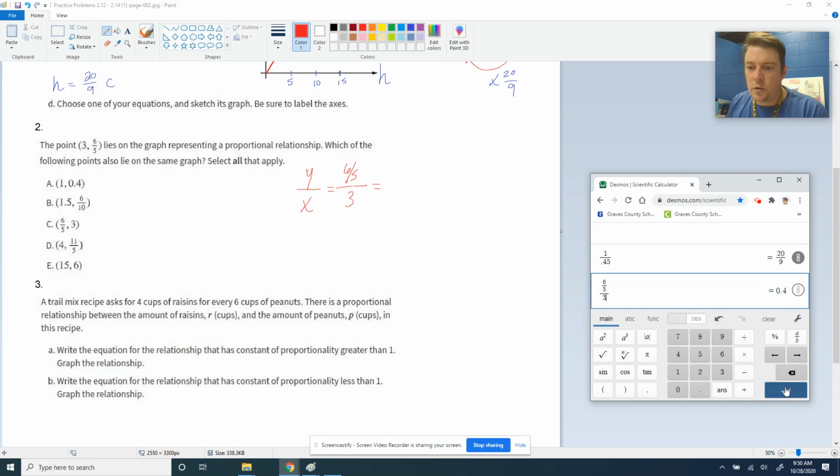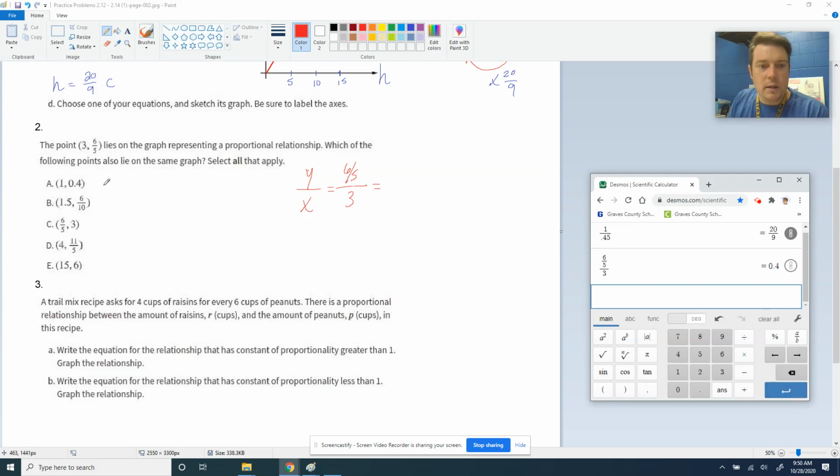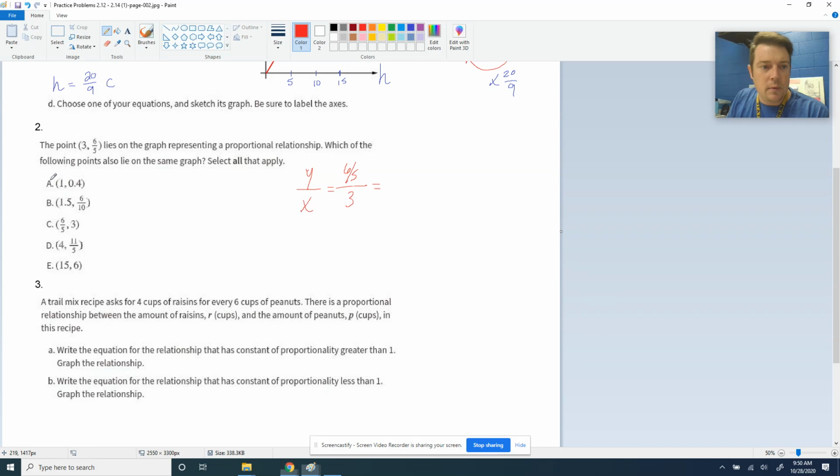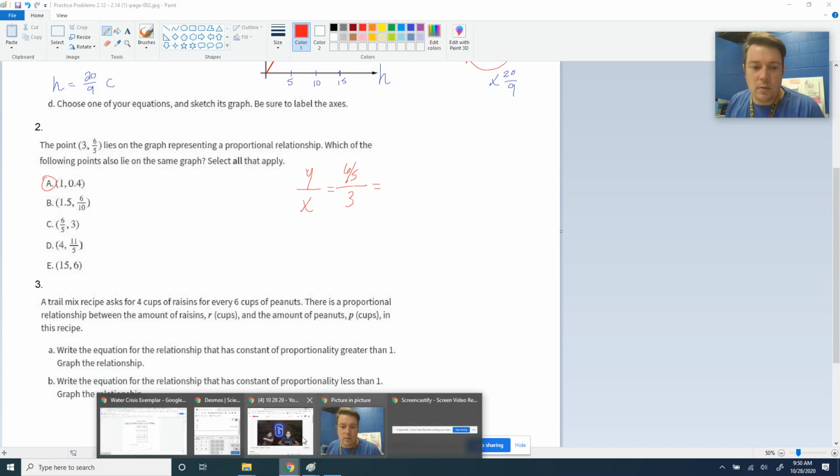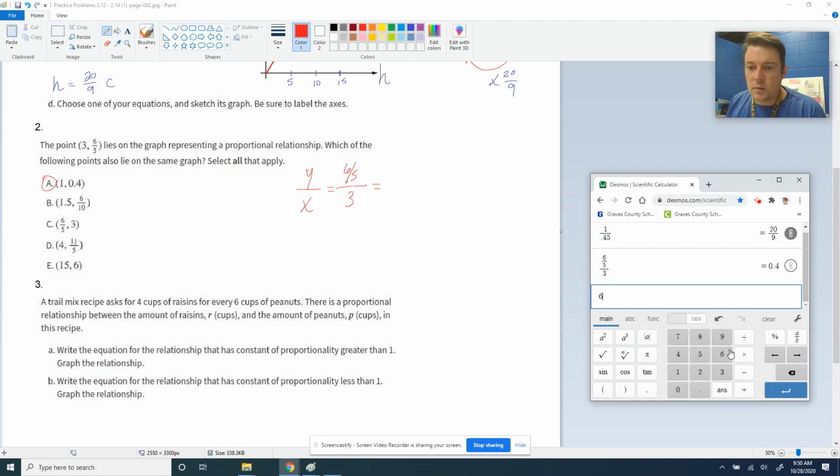I like the 4/10 here. I'll show you why. Because all of these that I can take and get 4/10 with, y divided by x, that one's going to work. 6/10 divided by 1.5, if I divide those and I get 0.4, then I know that it works. So I can do this for every one of them. I want to do 6/10, and then I'm going to divide it by 1.5. Oh, let me go back. Make sure I got the divide in there. Divide it by 1.5. And if I get 4/10, I do. So that's one that I want to select.